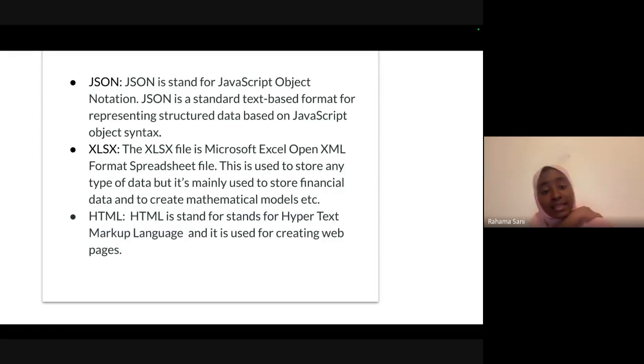Next is XLSX file. So this is a Microsoft Excel file. Just a Microsoft Excel table, a spreadsheet file format. Next is HTML, and HTML stands for hypertext markup language, and it's used for creating web pages. I don't really know how to explain how an HTML file looks. I've seen some. It looks something like a web page.